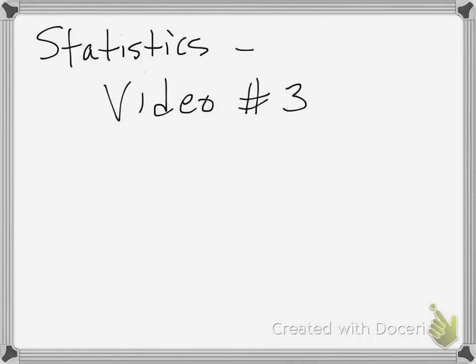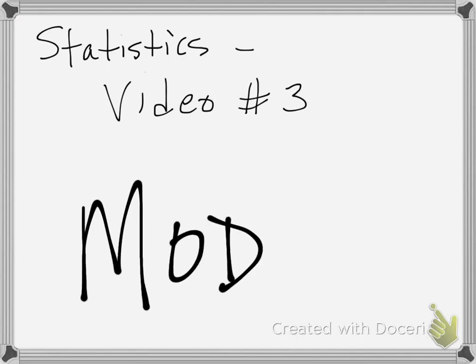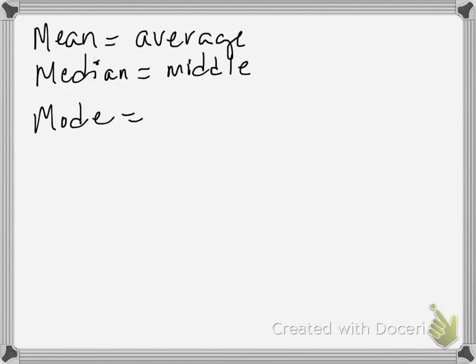This is the third video in our series on statistics, and this one is going to cover mode. Let's get started. So the first statistical concept we covered was mean, which is the average. The second concept we covered was median, which is the middle number. And now we're up to mode. Mode is the number that occurs the most often.